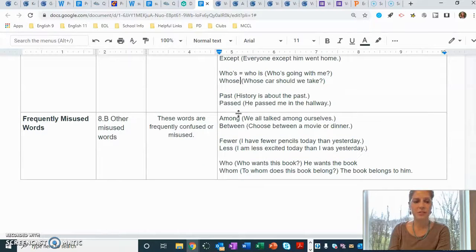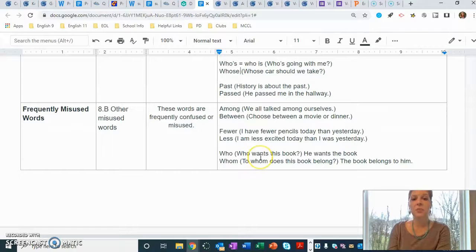Passed and past are just miswritten sometimes. These ones are sometimes confused here at the bottom. Among, ourselves, like in a group of many parts, versus between is just two. And then fewer, use fewer if it's countable, fewer pencils, fewer people, and less if it's not quantifiable. You can't put a number on it. I am less excited. There's less love.